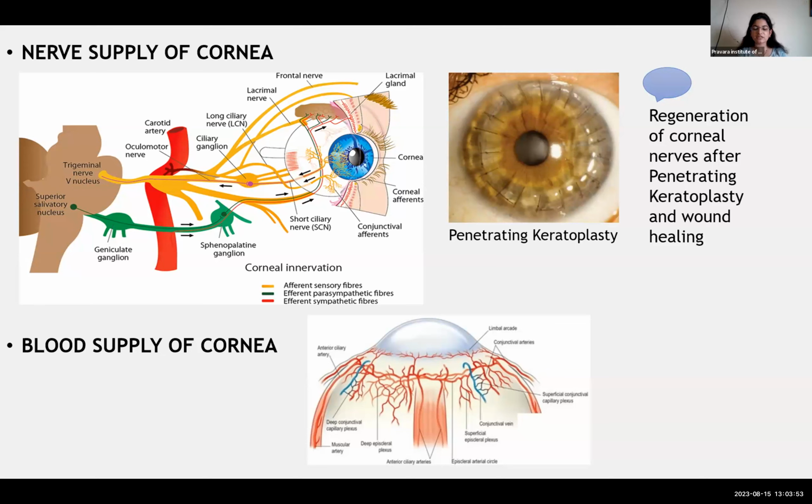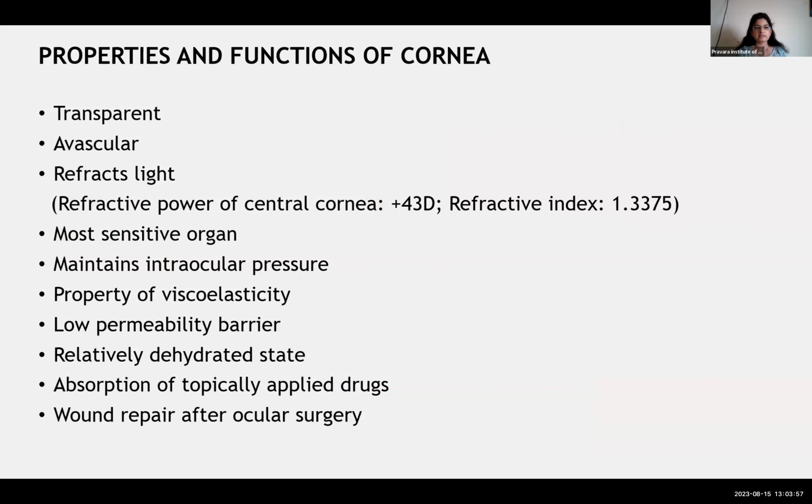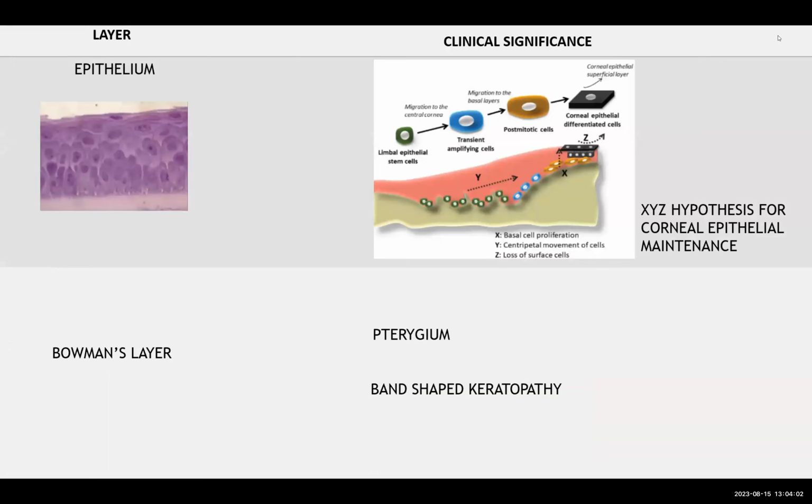The cornea is an avascular structure, and it derives its blood supply from the limbal vessels. These are the properties and functions of the cornea. Coming to the layers and the clinical significance of the layers, this is the XYZ hypothesis for the corneal epithelial homeostasis, in which X is the basal cell proliferation, Y is the centripetal movement of the transient amplifying cells, and Z is the desquamation or the loss of the surface cells.